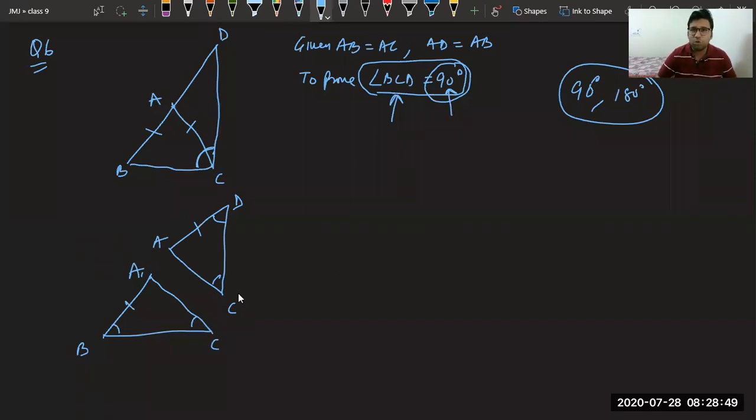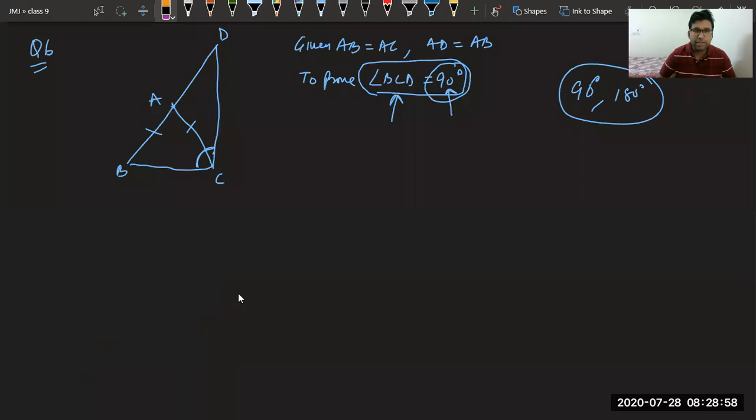Okay, let me tell you, you are going a little wrong in this question. One second. We have to observe the proof. Here, we don't have to prove anything equal. We have to prove this angle equal to 90 degrees. For that, first you need to understand what is given to you.